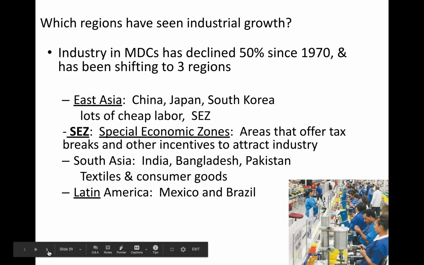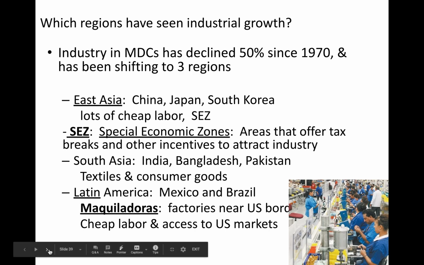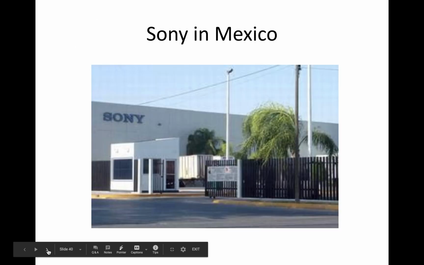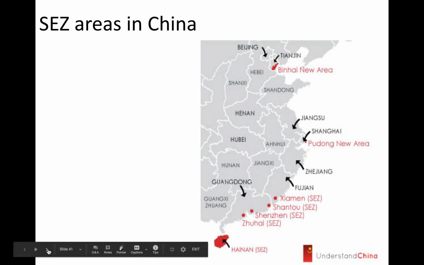And then Latin America, and they have maquiladoras, which are factories near the border of the U.S. and near major U.S. emerging markets. You can see Sony in Mexico. We can see special economic zones in southeastern China, with the cities that have SEZs next to them.